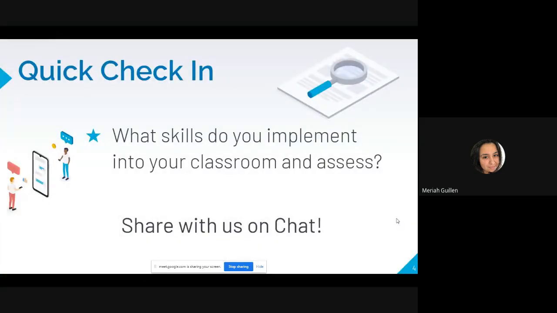When you are presenting anything in your classroom, what skills do you implement into your class, or what skills do you assess? You can share in the chat, or you can turn on your mics. What skills do you feel you really need to implement into your classroom in order for students to become successful? Or what skills do you assess?